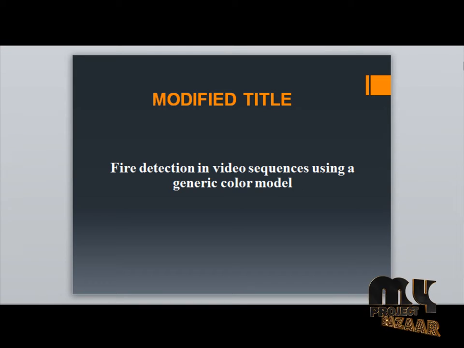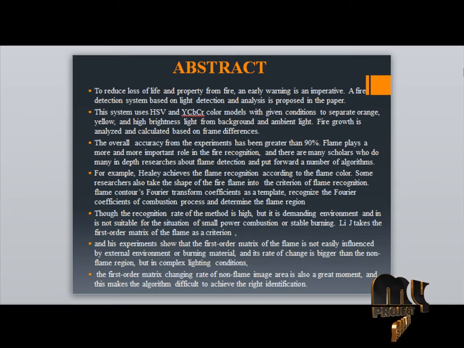Modified title: fire detection in video sequence using a generic color model. Abstract: to reduce loss of life and property from fire, early warning is imperative. So a light-detection-based analysis is proposed in this paper. This system uses the HSV and YCbCr color models under given conditions to separate orange, yellow and high-brightness colors from background ambient light, and it is analyzed by calculating the frame difference. The overall accuracy from the experiment has been greater than 90%.